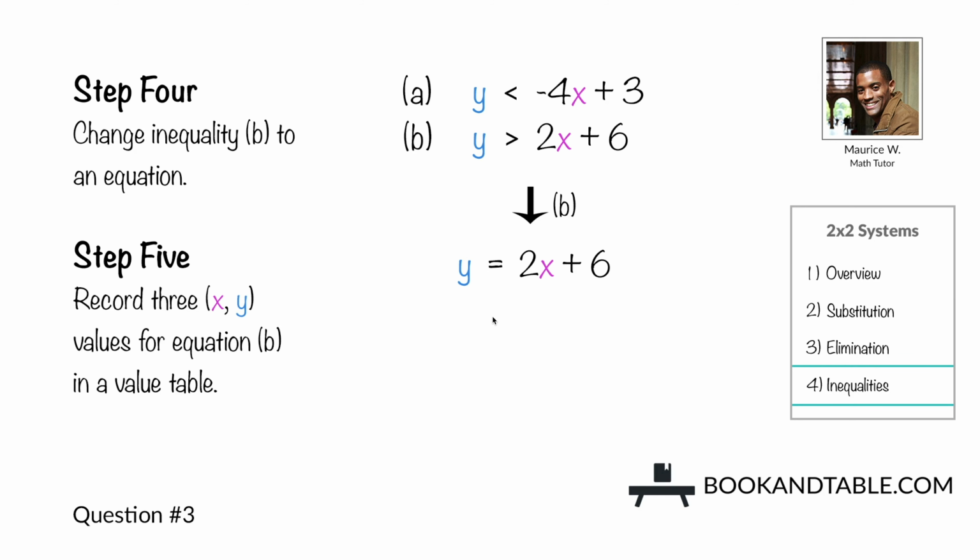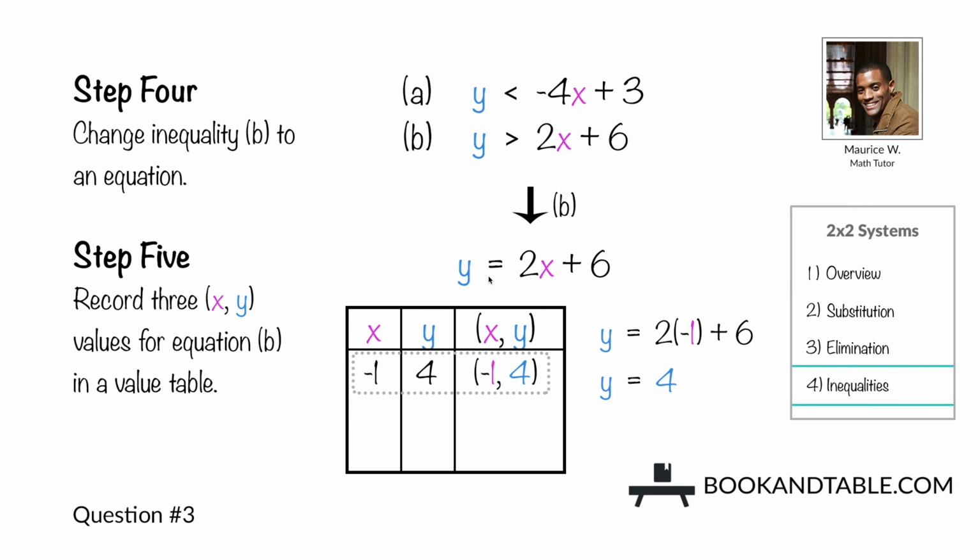So step 4, change inequality B to an equation. In step 5, record 3 xy values for equation B in a value table. So when x is negative 1, y is equal to 2 times negative 1, which is negative 2. Negative 2 plus 6 is positive 4. So the first point is x is negative 1, y is 4. Our second point, where x is 0, we get y is equal to 2 times 0, which is 0. 0 plus 6 is equal to 6. So our second point in this value table is where x is 0 and y is 6.